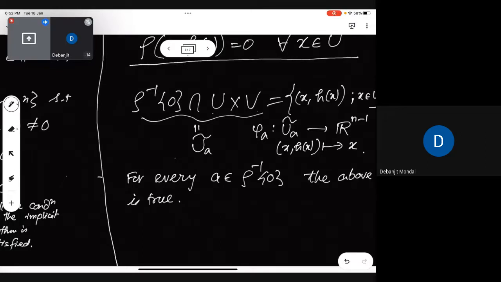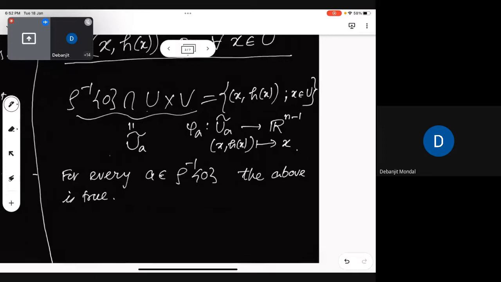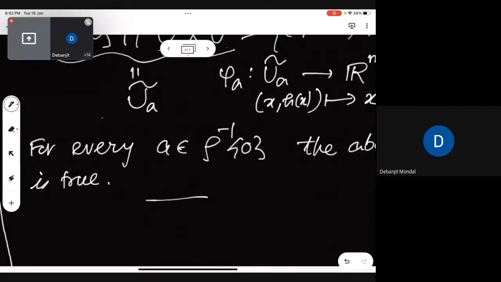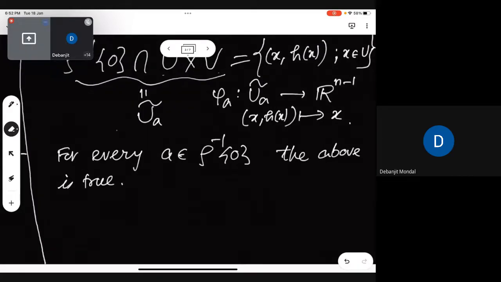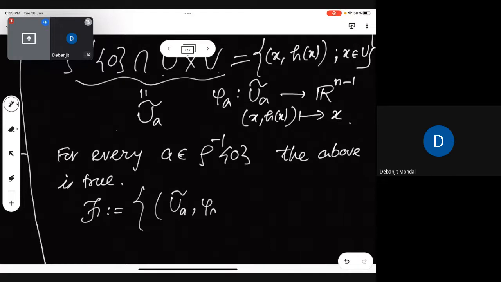Does it make sense? Is everything clear? It might look simple when I'm doing it, but unless you go and sit with it for some time, it will not be clear. So the point is, for every a in rho inverse 0, the above is true. So what does it mean? Consider the pairs U tilde a, phi a, where a is in rho inverse 0.